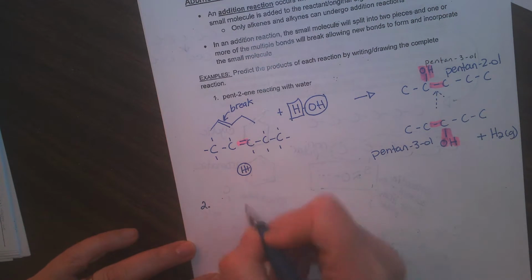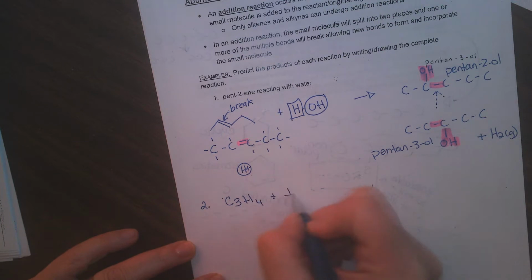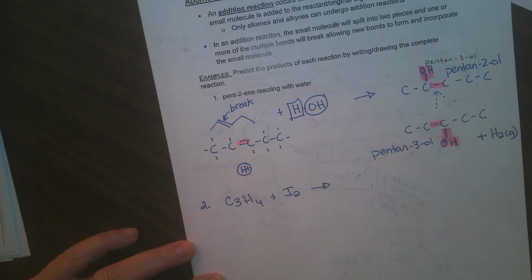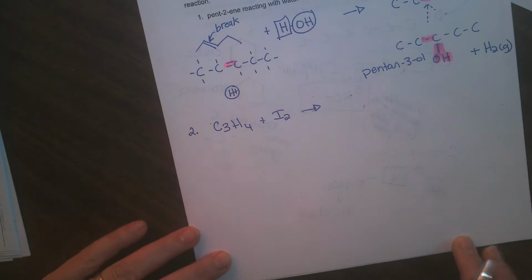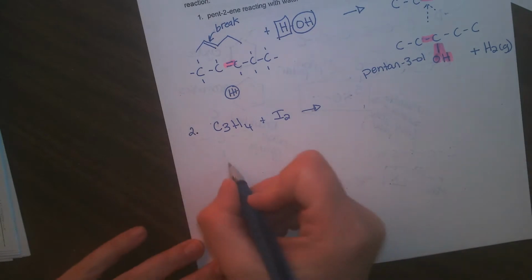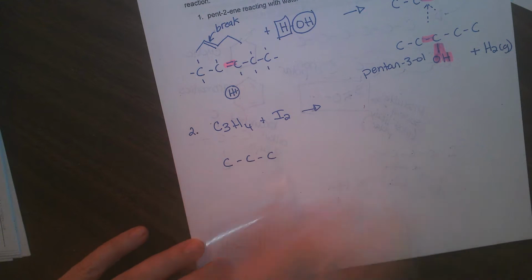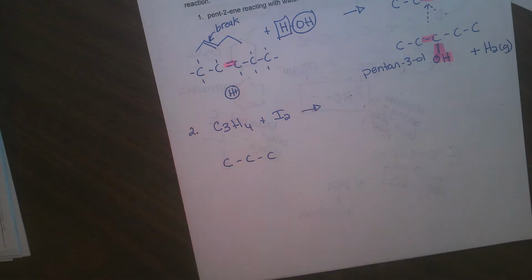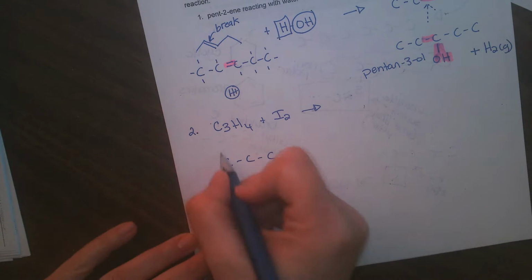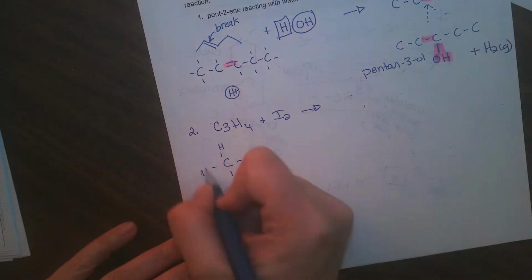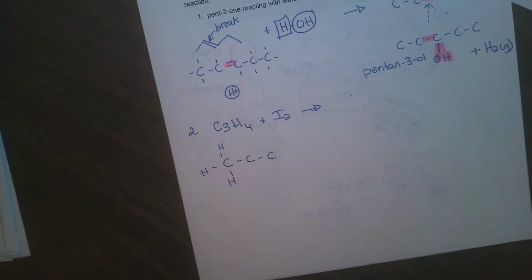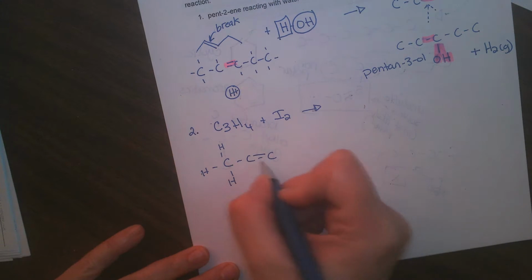Two. Here I have C3H4 plus iodine. This is my reaction. And so let's draw out what C3H4 is going to look like. 1, 2, 3. I can only have 4 hydrogens on this. 1 carbon's going to have 3. 1, 2, 3. And then I can only have 1 carbon somewhere else. So this is going to look like a triple bond.